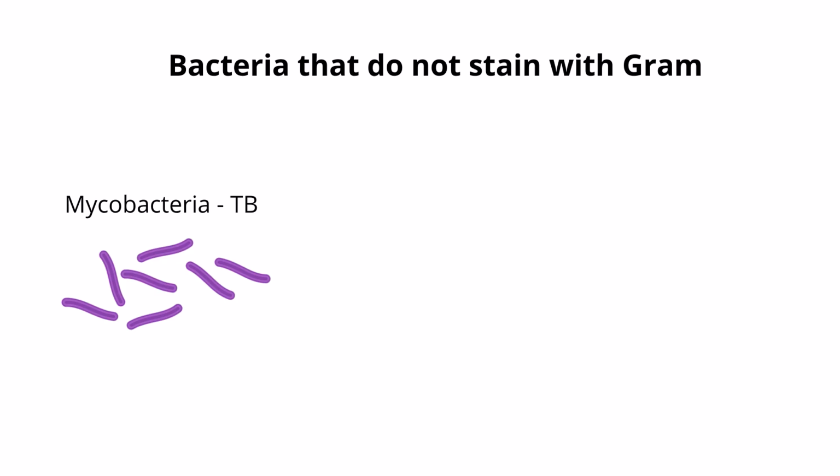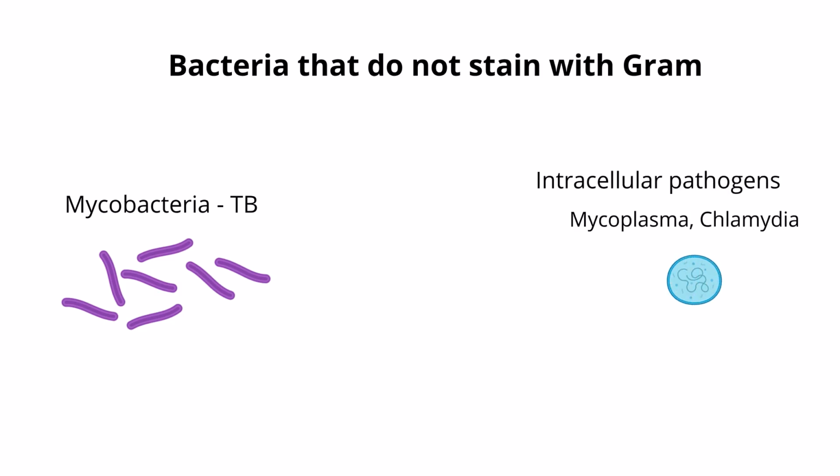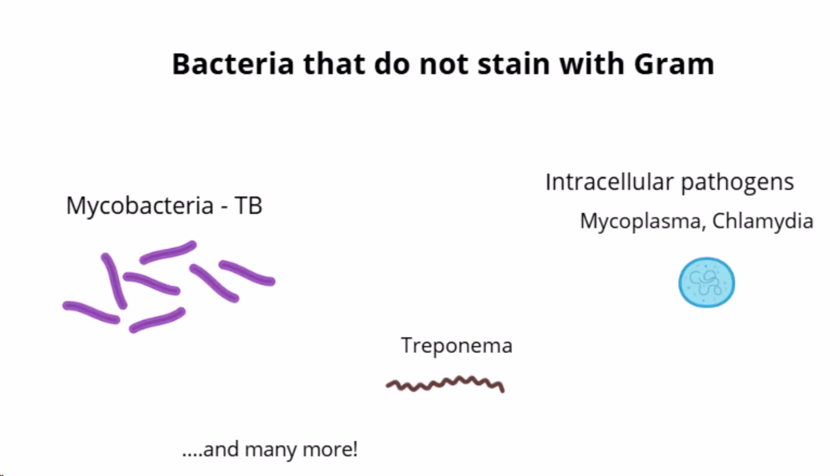And there are more. For example, mycoplasma has absolutely no cell wall, meaning there is nothing for the crystal violet to bind to. And certain pathogens, like treponema, are simply too thin or too strictly intracellular to be picked up on a standard slide. So if your patient is sick, but the gram stain comes back negative, be aware of this.